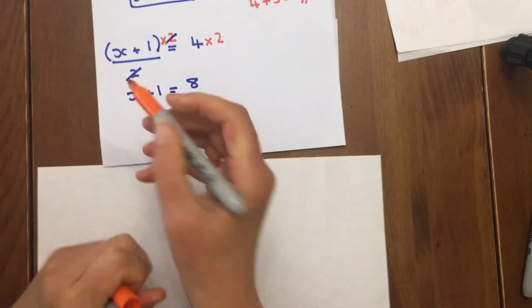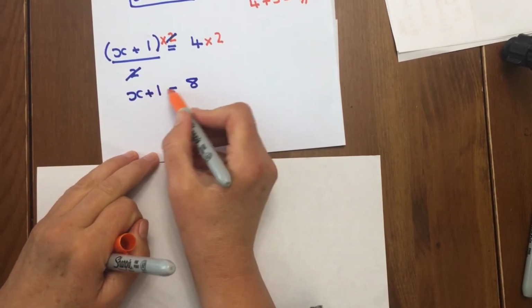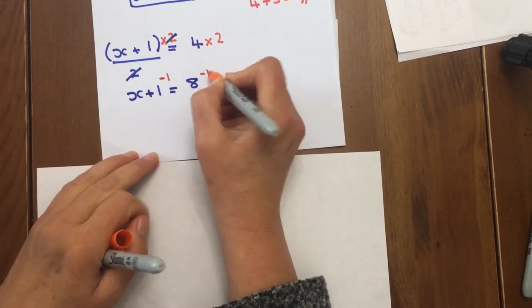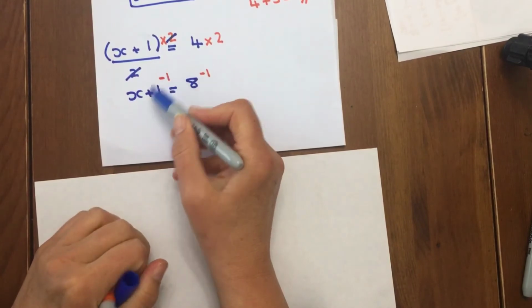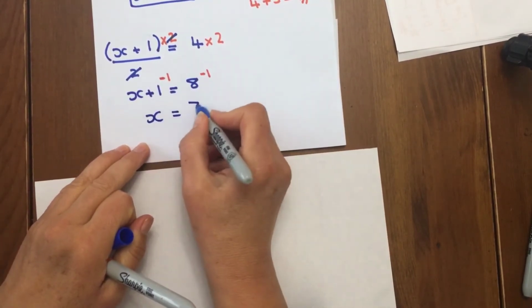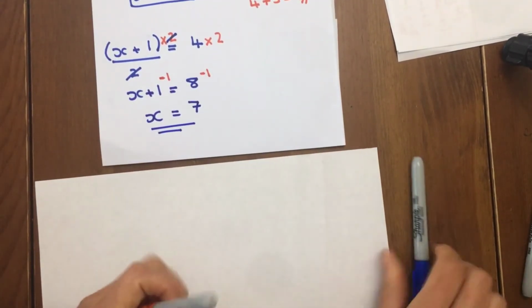Okay, so how do I find my value of x? Well, x add 1 is 8. The inverse of adding 1 is to take away 1. Because plus 1 and minus 1 will go to 0. So I'm just left with x on the left-hand side. 8 take away 1 is 7 on the right-hand side.